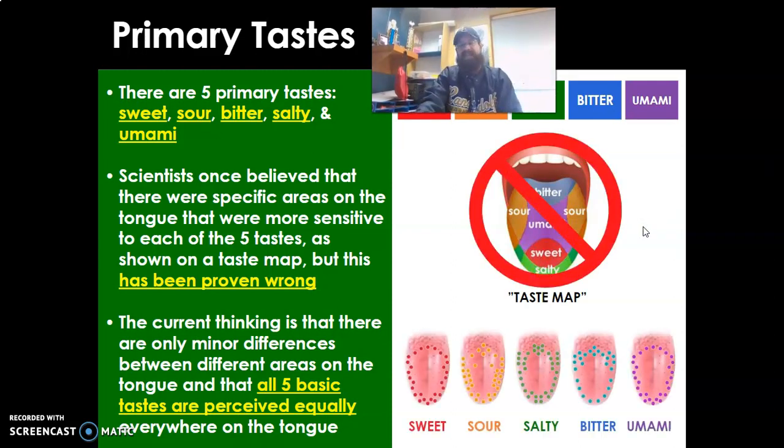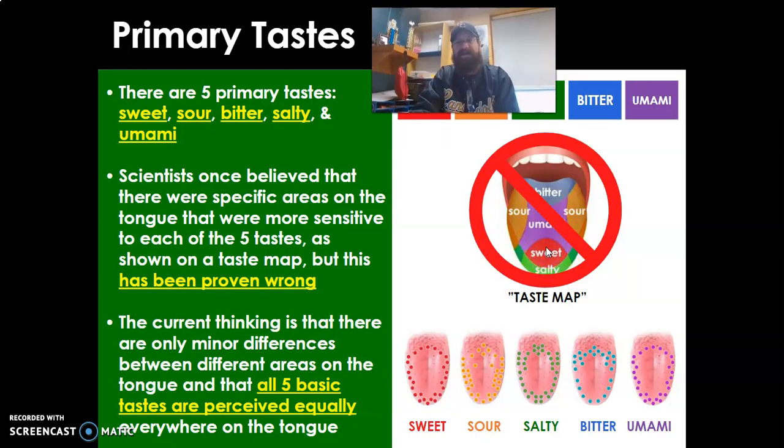For the longest time, people believed in something called the taste map, right? In your elementary school science class, you may have learned this, and it had something to do with what's underneath this big crossed out part, that different portions of the tongue picked up the different primary tastes. So we only tasted sweet on the front part of our tongue.